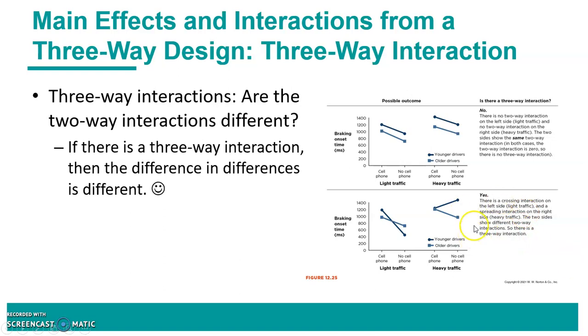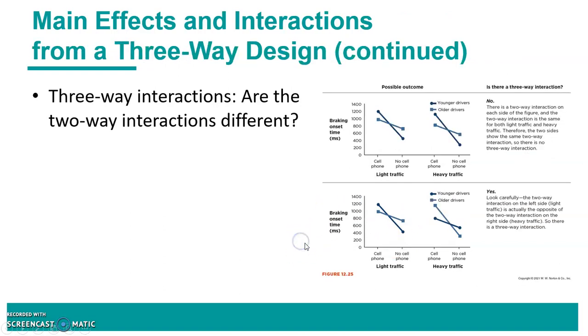Here, there is a significant three-way interaction. There doesn't necessarily have to be a significant two-way interaction, but in this case it looks like there is. These are non-parallel, and these are non-parallel, but in a different way. Here you've got the crossing over, and here you've got the spreading. So they're different types of two-way interactions, and so there is a significant three-way interaction.